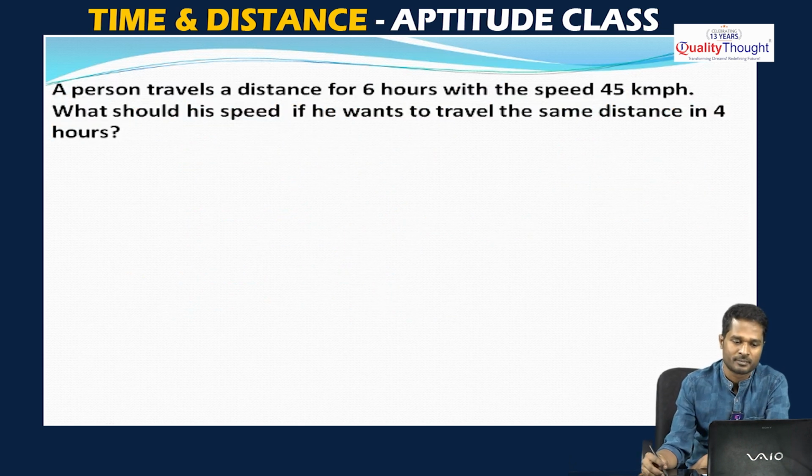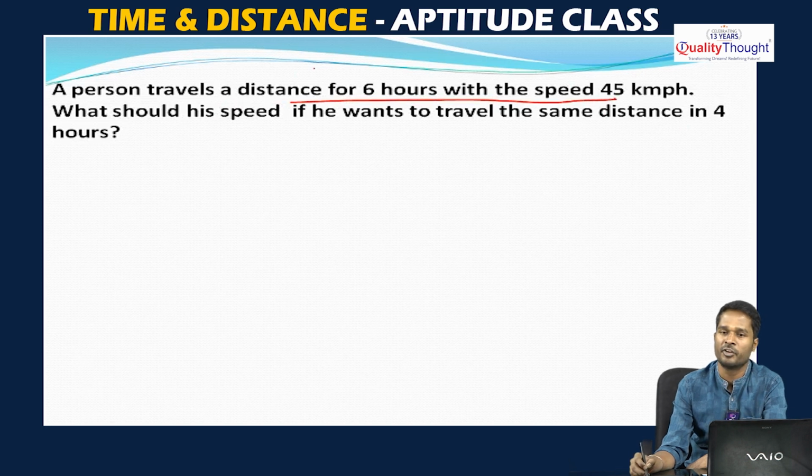See the next question. A person travels a distance for 6 hours with the speed 45 kilometers per hour. That means a person goes for 6 hours with 45 kilometers per hour speed. What should be his speed if he wants to travel the same distance in 4 hours? See, in the first case, we don't know what is the distance he travelled in these 6 hours.